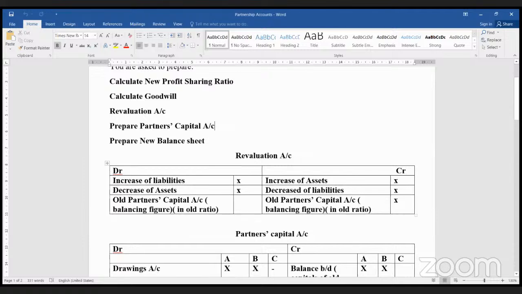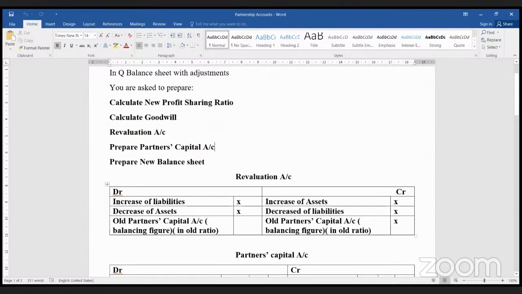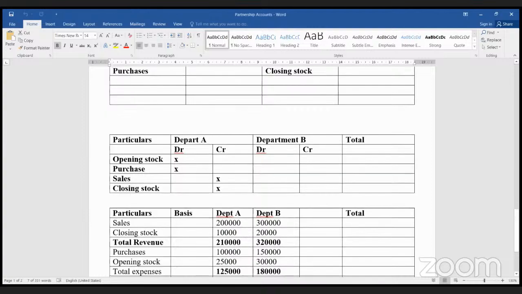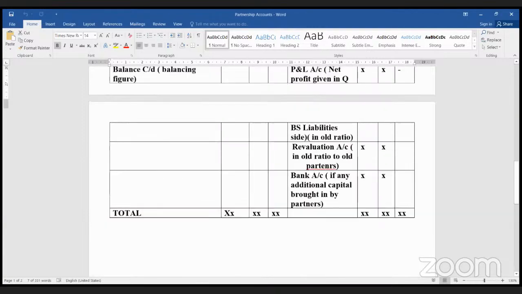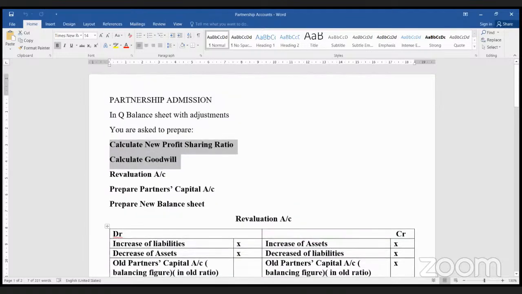Yes, ma'am. In the previous class regarding admission, I said I would recall it in 5 minutes. In admission, you are supposed to start by calculating the new profit ratio and sacrificing ratio. As I mentioned, when the question is given in a very simple way, the old ratio itself becomes the sacrificing ratio also. And with that sacrificing ratio only, you distribute the goodwill.